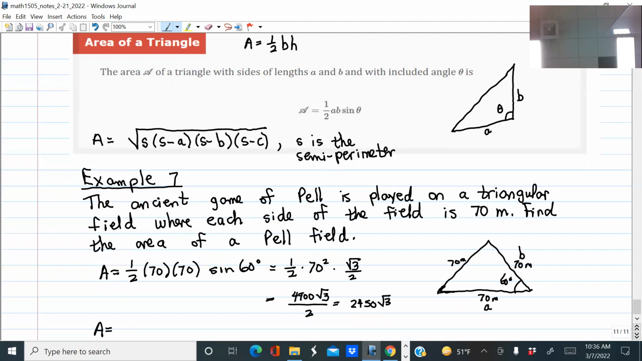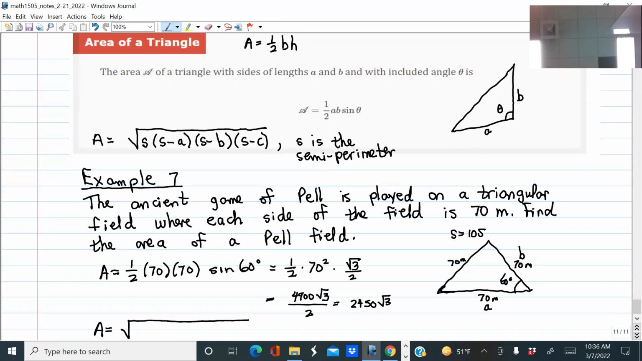So first, to use Heron's formula, we have to calculate the semi-perimeter. So you just calculate the perimeter of the Pell field and divide it by 2. Well, the perimeter of the Pell field is kind of obvious, right? It's 70 plus 70 plus 70, which I think is 210, right? Divided by 2 is 105. So the semi-perimeter here is 105. Let's write that down.